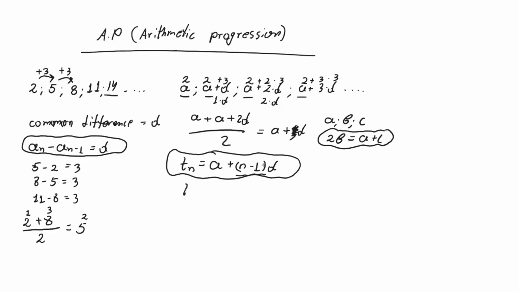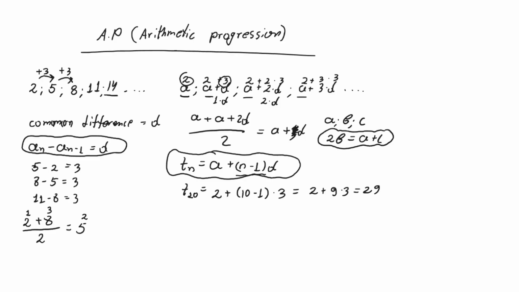Let's check how it works. For example, t sub 10 to find the 10th term. a is 2 in our example, so 2 plus 10 minus 1 times the common difference, which is 3 in our example. So it's 2 plus 9 times 3, and it's 27 plus 2, and it's 29. Okay, this formula really works, and it's a really important formula.